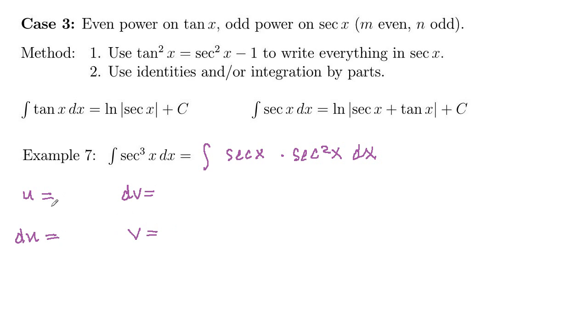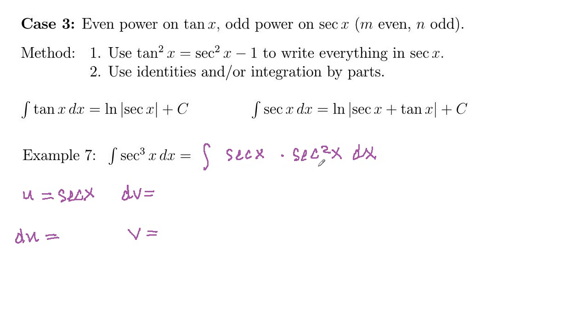So you want to pick u so it's got a simpler derivative. Well, the derivative of secant is secant tangent. That's not simpler, but the derivative of secant squared is going to be the power rule for functions, and that's going to be worse. So I probably want to pick u equals secant. And then dv should be easy to integrate. Well, the integral of secant is right here, and it's not a nice formula either.